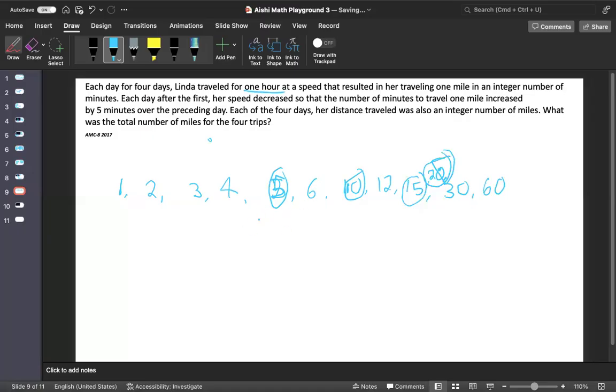So what was the total number of miles for the 4 trips? Each of the 4 days, her distance traveled was also an integer number of miles. So the first day it was 1 mile, 2 miles, 3 miles, and 4 miles. So our answer will be 4. That was pretty fun.